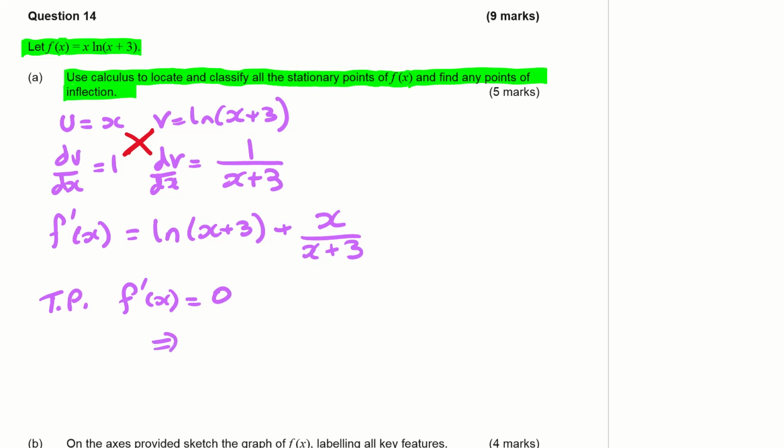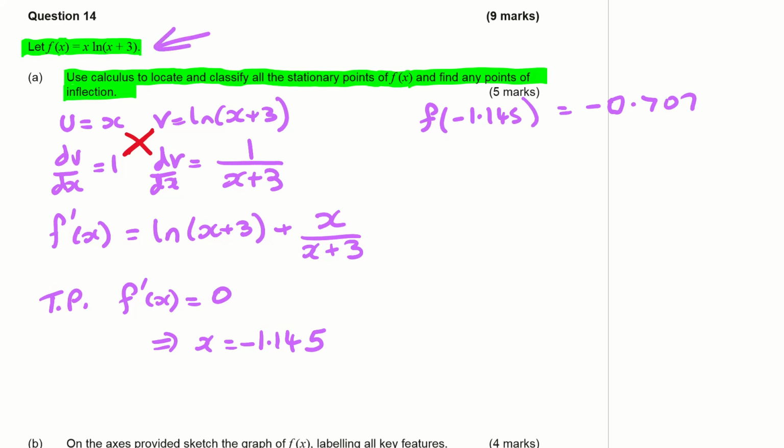It gives us that x is equal to negative 1.145. So if we then do f of negative 1.145, we get negative 0.707. So that's just substituting negative 1.145 back into there. And so we get negative 1.145 and negative 0.707.